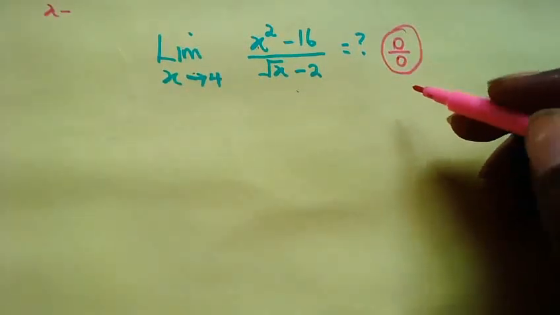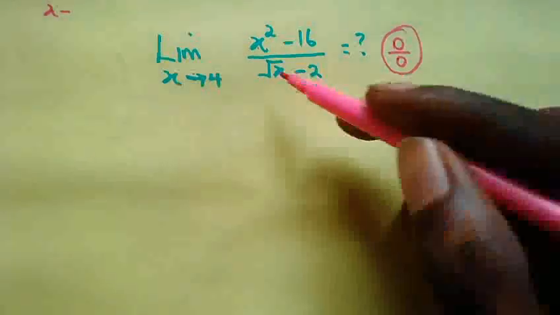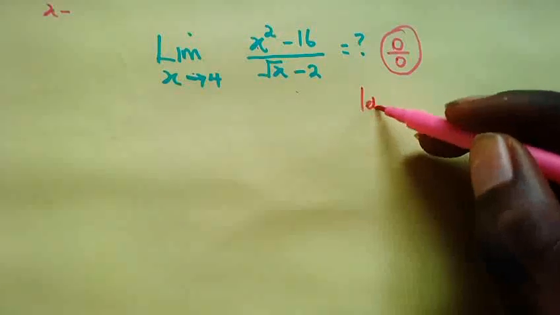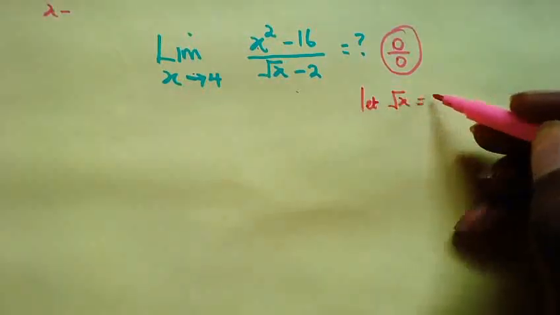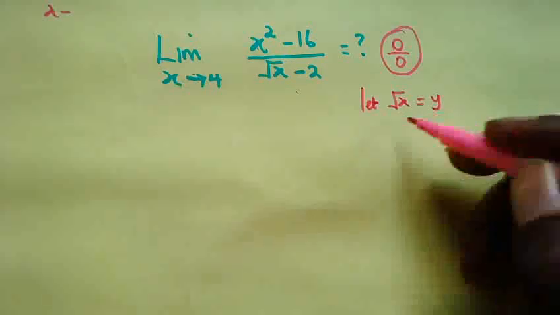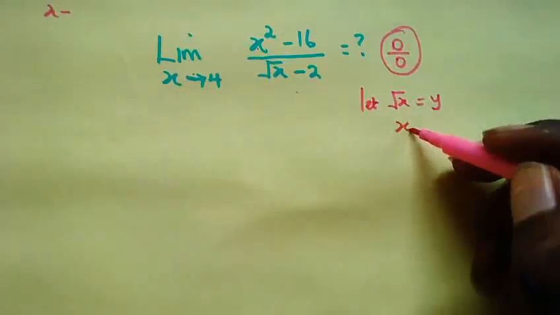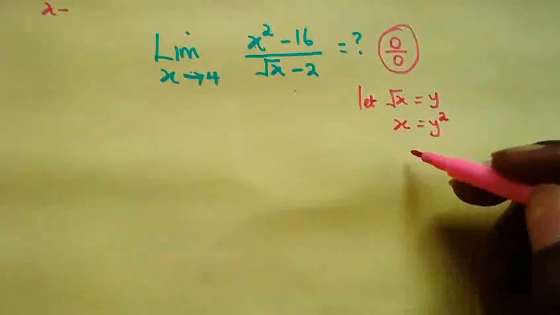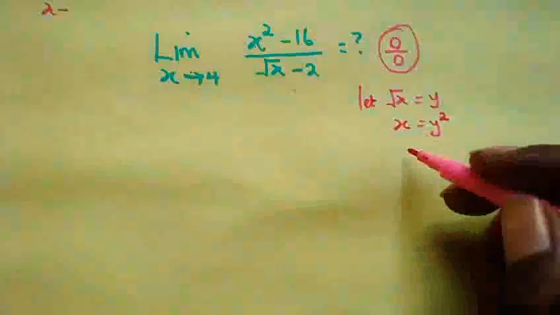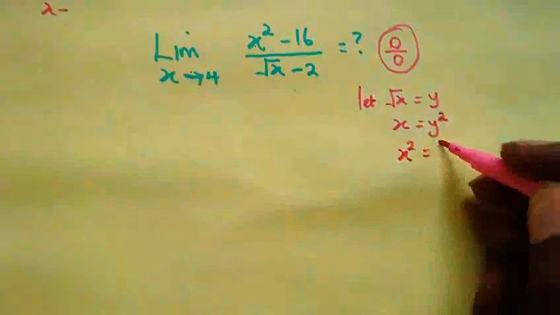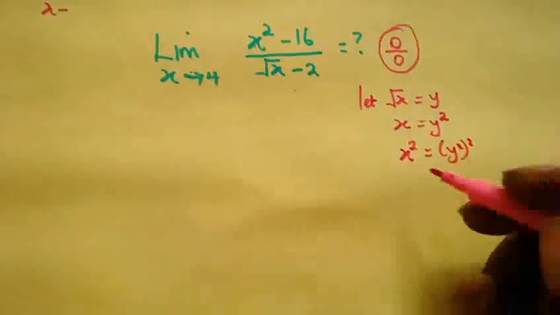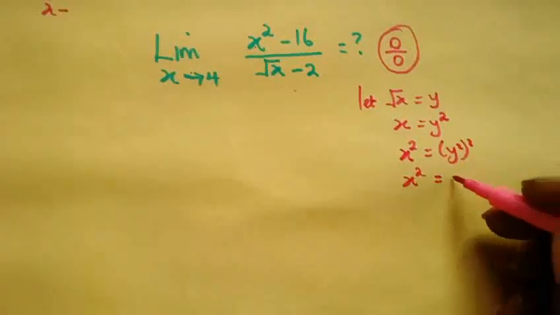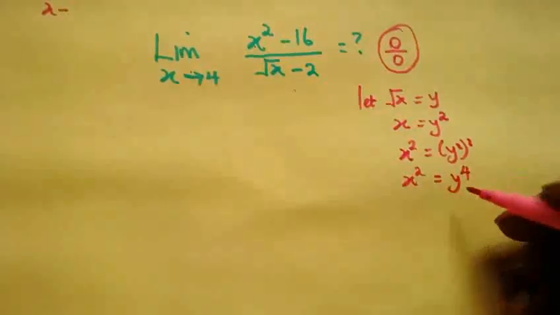Now we like to solve this problem by making a substitution. Since I have a square root of x here, I can say let the square root of x equal y. Squaring both sides of this equation, we have x equal to y squared. Squaring both sides again to get the value of x to the power 2, we have x squared equal to y squared squared, so the powers multiply each other, and we have y raised to the power 4.